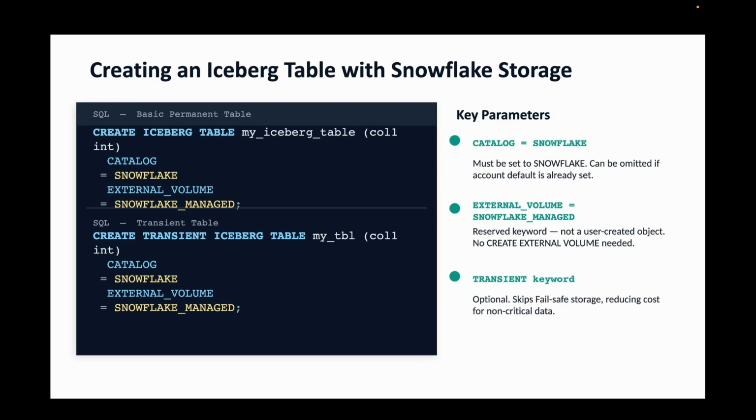See how simple it is. Just providing catalog and external volume, the two values Snowflake and SNOWFLAKE_MANAGED, will be the complete syntax for creating an Iceberg table on Snowflake storage. Key parameters, we have already discussed, are listed on the right side. And we already know the difference between a permanent table and a transient table. A transient table typically skips failsafe storage. That would reduce cost for non-critical data.